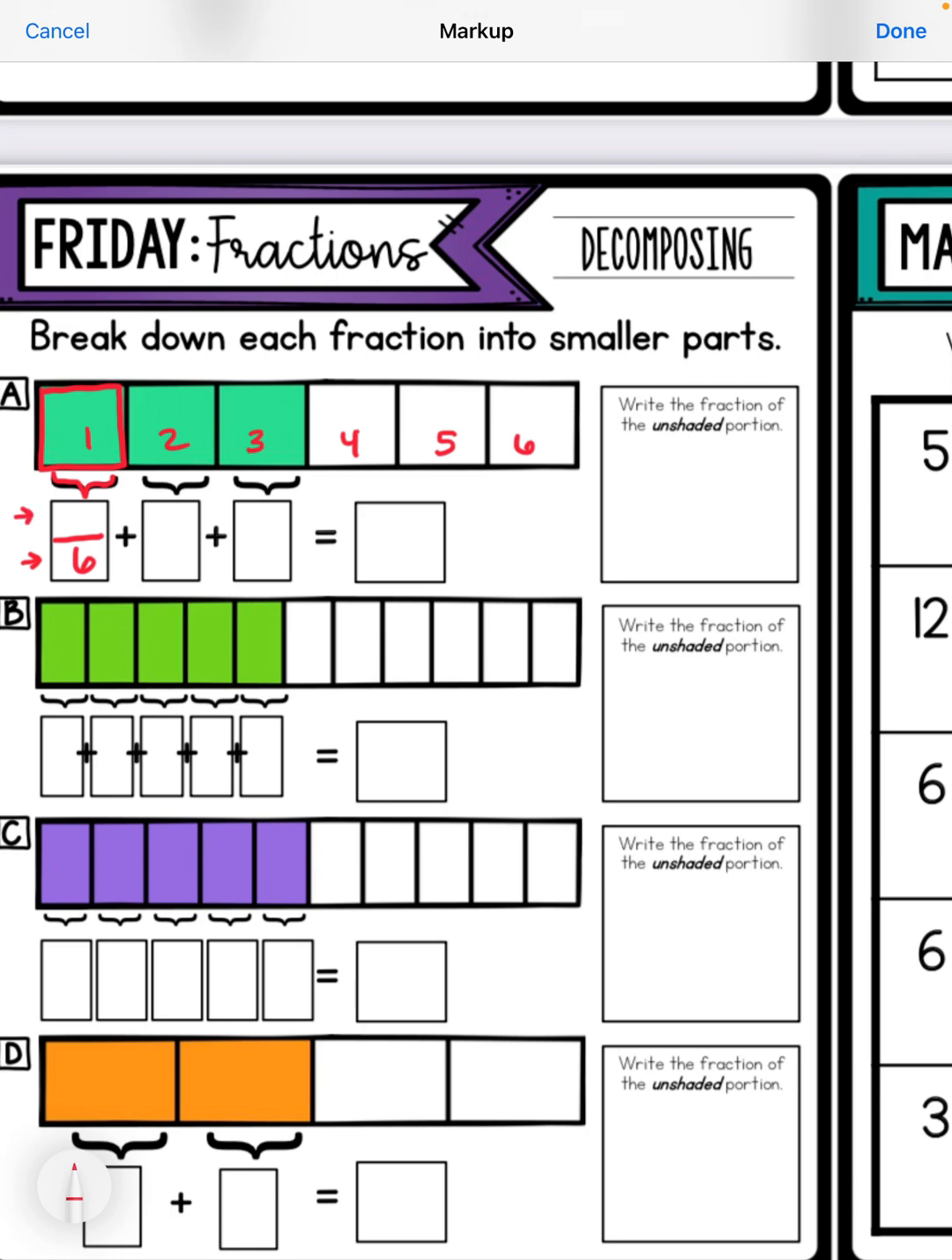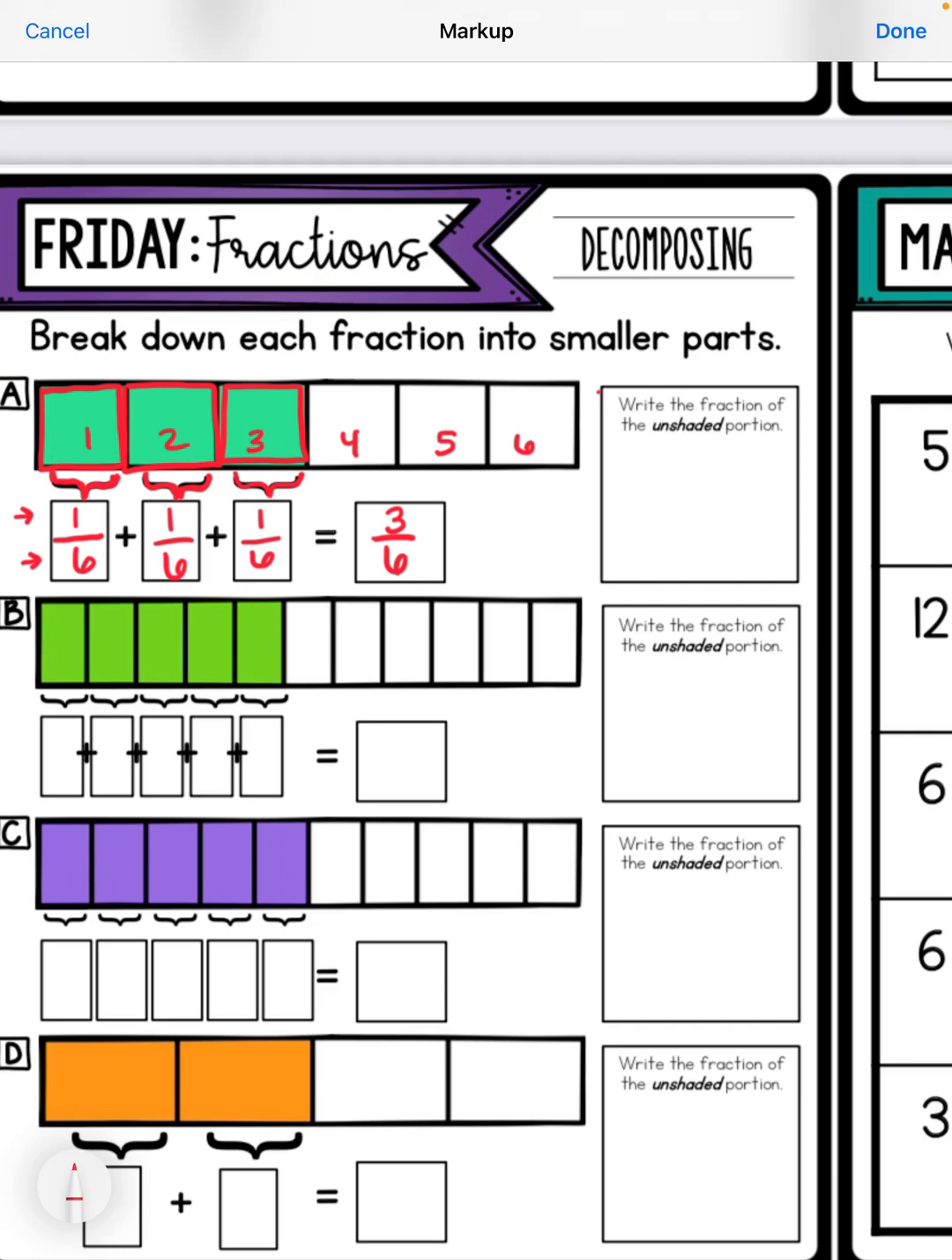And then the top number is the piece that I'm actually talking about. So in this case, this arrow is only pointing to 1. So this is 1/6. This is also 1/6, 1 piece out of 6 pieces total. And then again, this is 1 piece out of 6 total. Now if I add all of these shaded pieces up, 1/6 plus 1/6 plus 1/6, I would get 3/6.